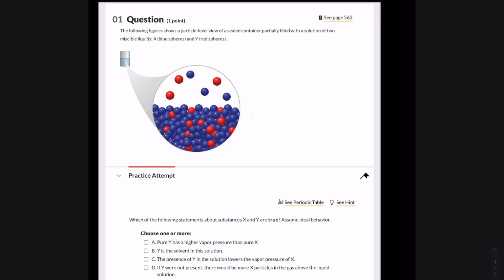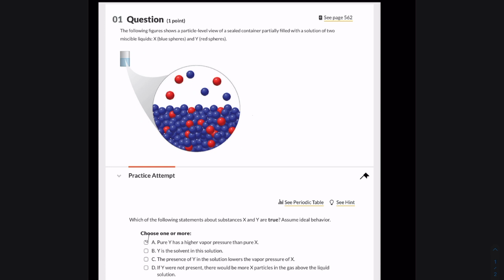So you'll notice that there are three gas particles of red and also three of blue. But there's much more blue in the liquid than the red. So we can conclude by this that if the liquid were only red, there would be much more red gas particles because those seem to be escaping into the gas phase at a higher rate than the blue. And that just means that pure red is going to have a higher vapor pressure. So we know that this option A is correct.